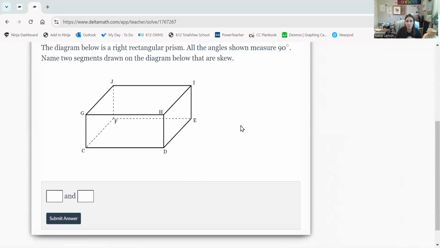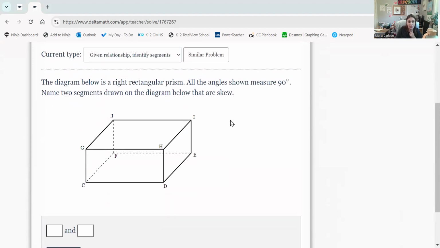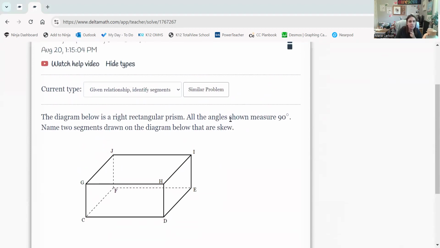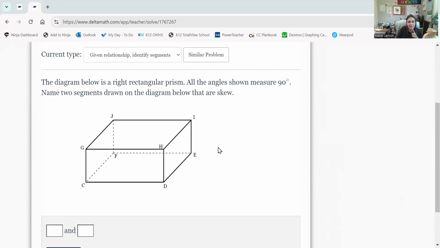Let's see what happens if we want. Oh, this problem's asking for skew. This would be a good one to do, actually. The diagram below is a right rectangular prism. All the angles shown measure 90 degrees. Name two segments drawn in the diagram below that are skew. This will be my last problem. So skew means they are not in the same plane. And they don't really look like they're parallel, necessarily, but they're not in the same plane.